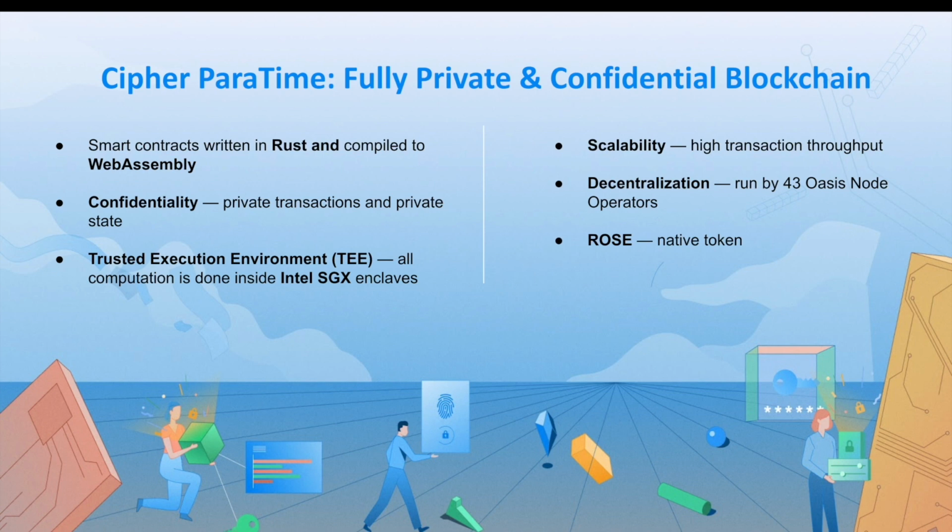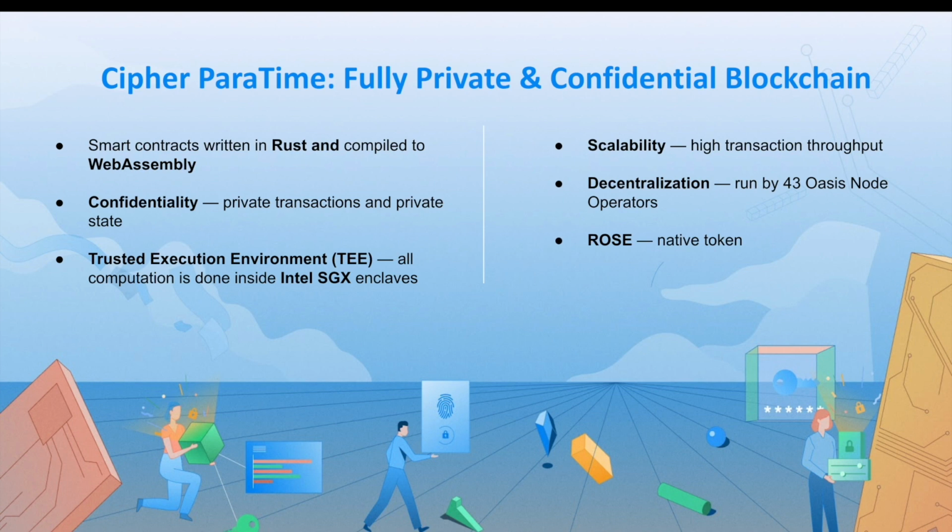So there is no other option than physically removing some hardware from processors or the motherboard and so on. So that's really awesome. Now, scalability is also ensured through high transaction throughput, because you've seen that we have the consensus layer separated, and again usually it should be the same, like 6 seconds average block time. We're also running the decentralized network with more than 43 Oasis nodes already, and also here we're using ROSE as a native token.